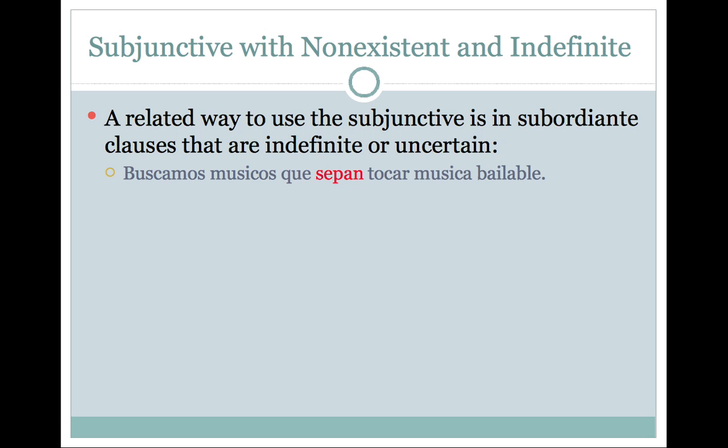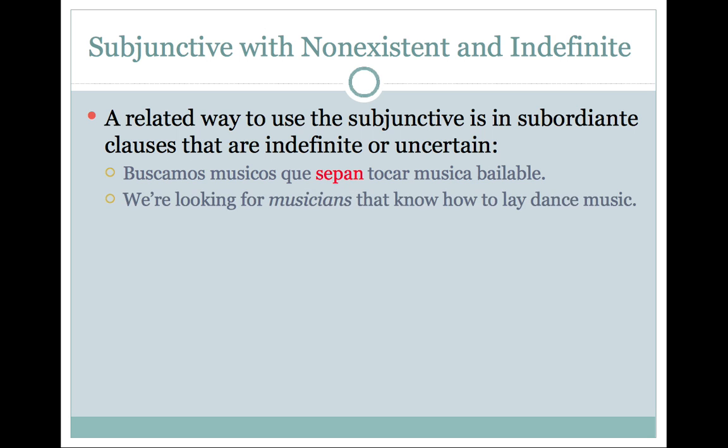We can also use these with the subjunctive and that subordinate, meaning that second half, when things are indefinite or uncertain. So things that may not exist was the first reason, or things that are uncertain. And we've talked about certainty. Buscamos músicos que sepan tocar música bailable. We're looking for musicians that know how to play dance music.